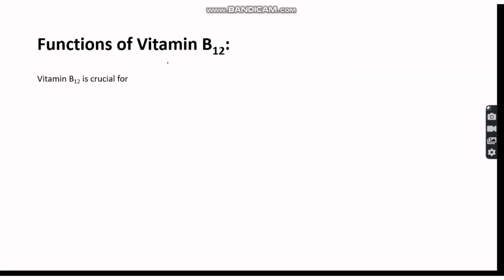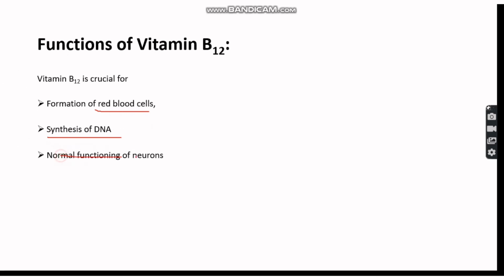So what are the functions of vitamin B12? Vitamin B12 is crucial for formation of red blood cells. It is important for synthesis of DNA, for normal functioning of neurons, as well as certain metabolic reactions. For certain metabolic reactions to occur, vitamin B12 acts as a cofactor. How vitamin B12 acts as a cofactor, and vitamin B12 deficiency, will be discussed in the next lecture.